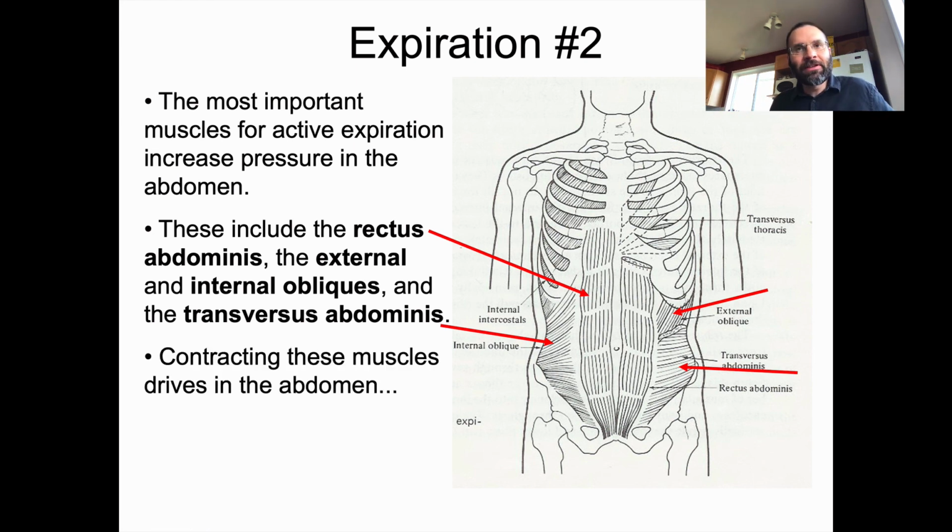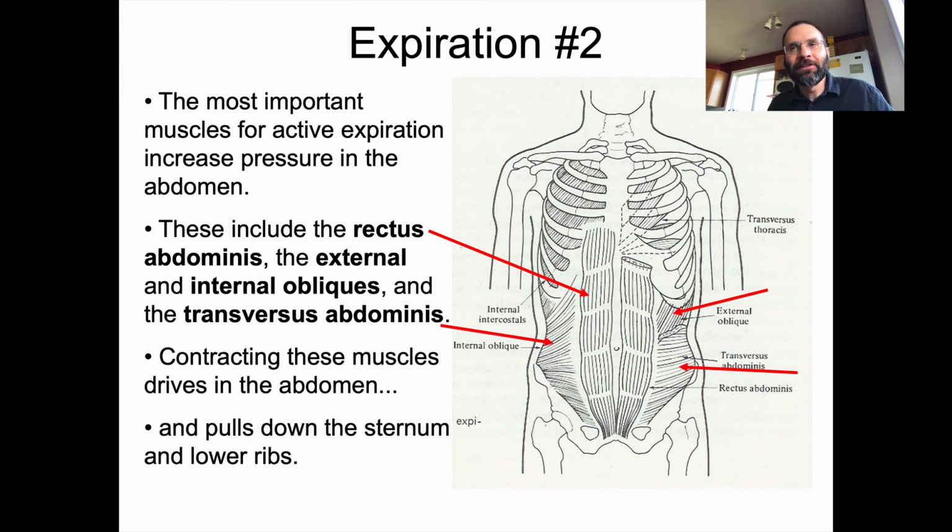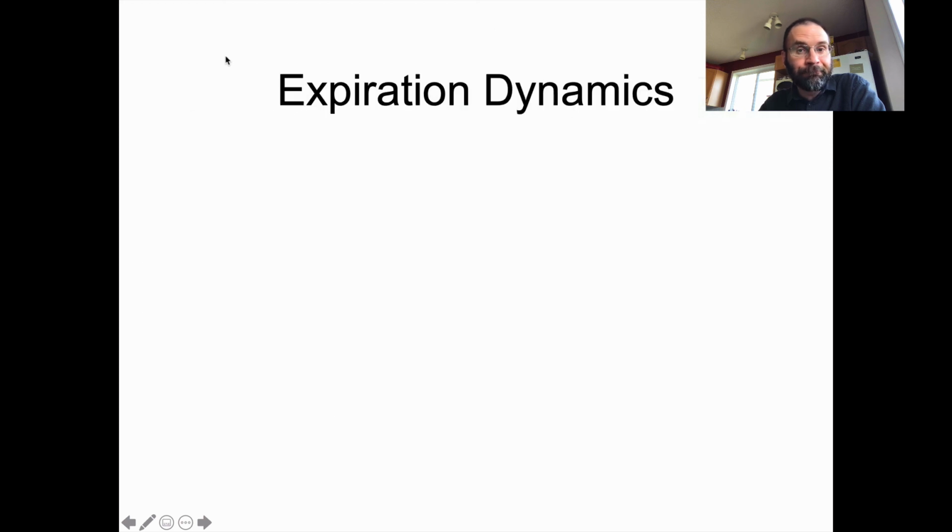Everything that makes your abdominal space smaller inside your body is going to increase the pressure inside the abdomen and drive that diaphragm back up. That in turn is going to make the volume of your lungs smaller and help push air out of your lungs by increasing the air pressure inside your lungs. In addition, that's going to pull down the sternum and lower the ribs, and so on. Everything gets smaller down there, and you breathe out.